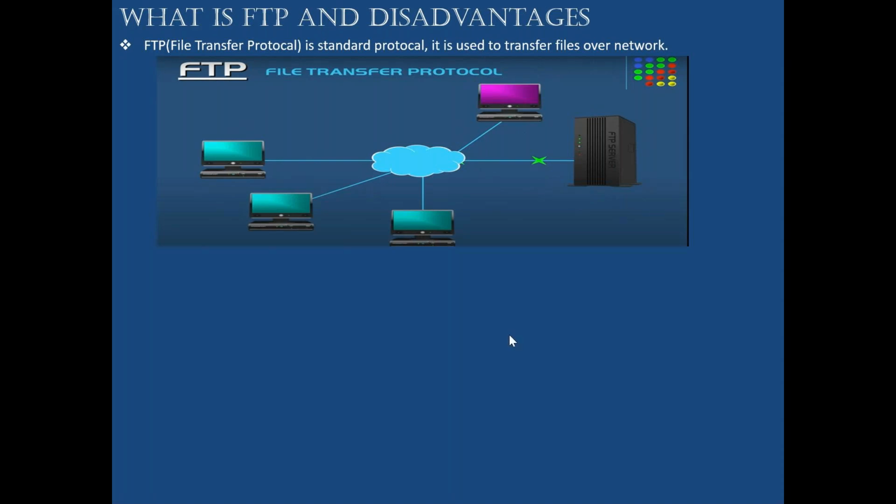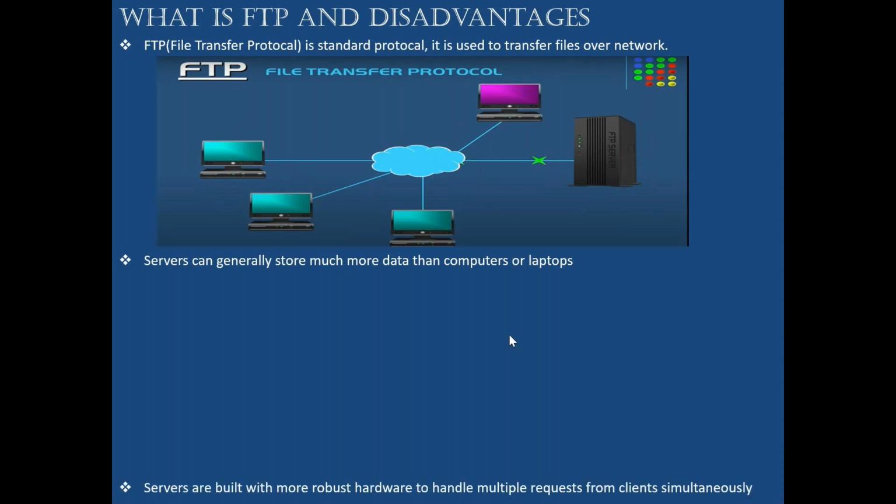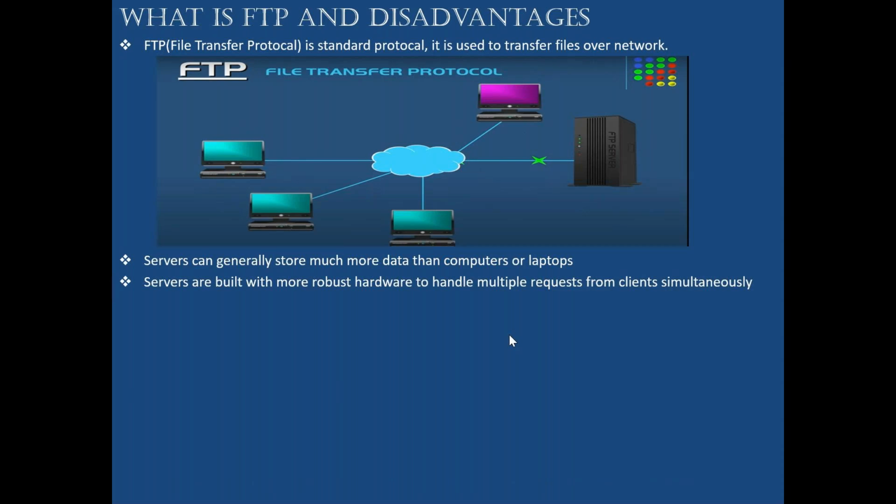Okay, so servers can generally store much more data than computers or laptops. Servers are built with more robust hardware to handle multiple requests from clients simultaneously. If you think of these people as clients, multiple clients are requesting some file. So the FTP server can take up multiple requests. There is no real difference between a computer and a server. The only difference is that when you say FTP server, we are putting in more robust hardware to handle multiple requests, and it can hold much more data than our normal computers or laptops.